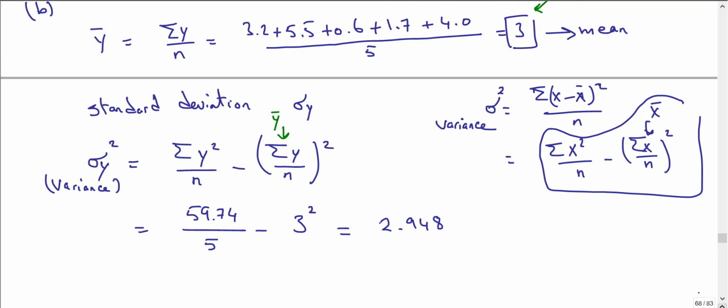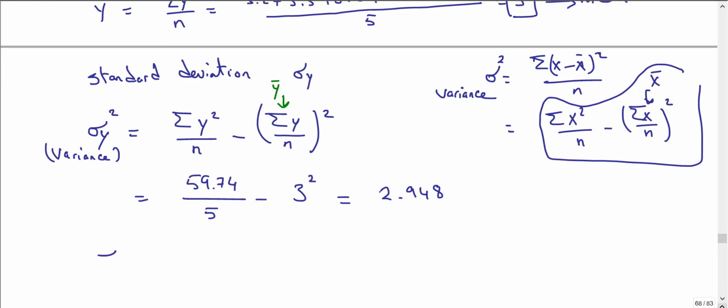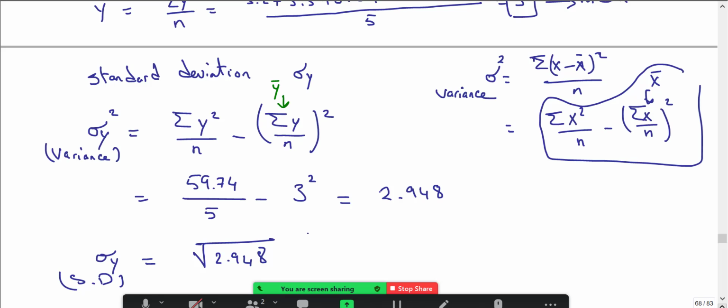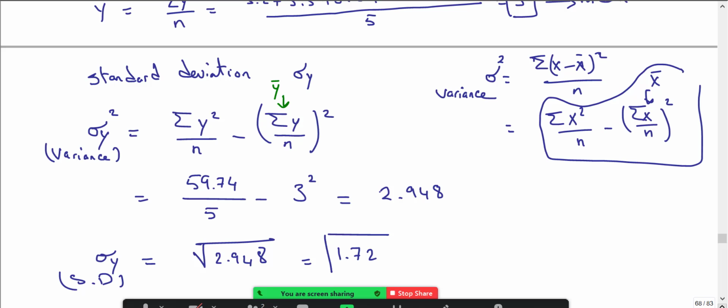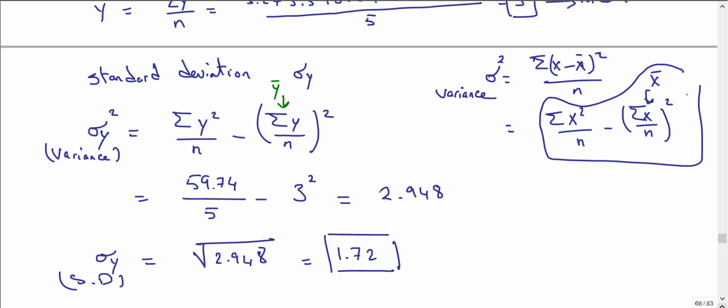Then you have the answer 2.948. Then you find sigma y, the standard deviation. You take the square root of 2.948 on the calculator. The value is 1.72. So this is what we are looking for, the standard deviation.